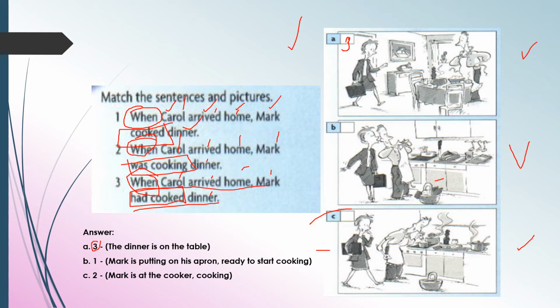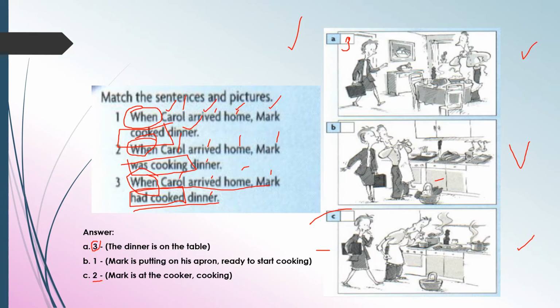So that's the action. And picture number C goes with the sentence number 2, and that is when Carol arrived home, Mark was cooking dinner. So you can see that for both of the pictures we are talking about those actions which happened before, when Carol arrived home and entered into the house and found that Mark was cooking dinner and checking the taste, checking the salt and the other ingredients that could be. So that's the answer. All of the things we are talking about are past forms.